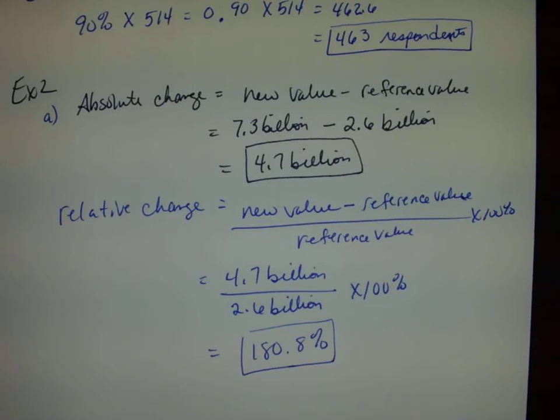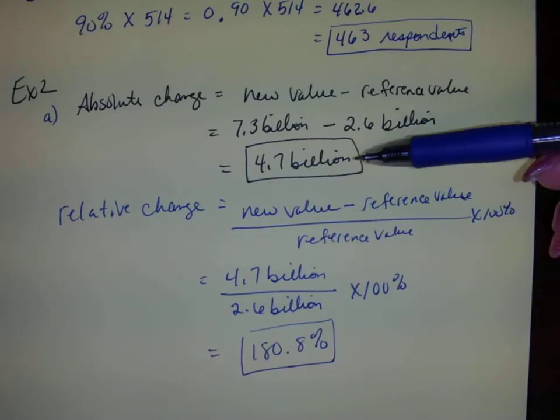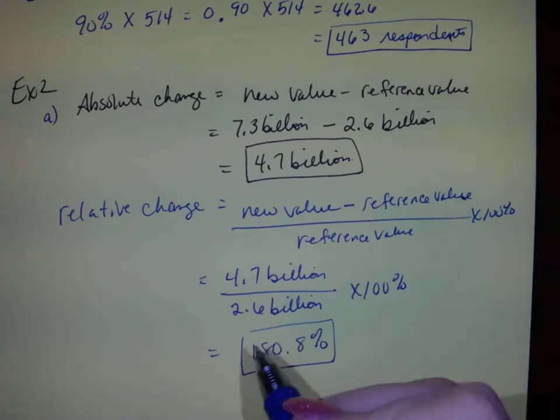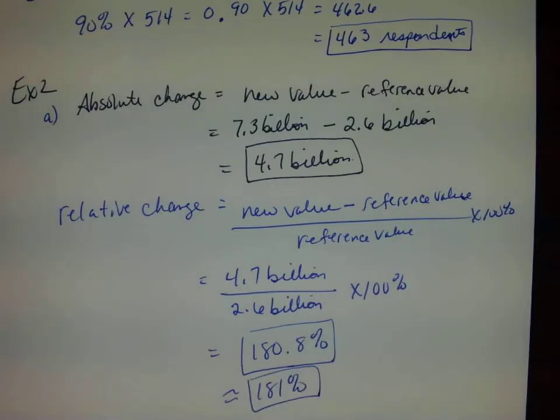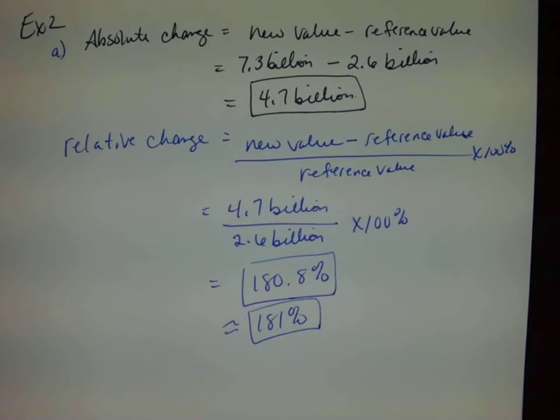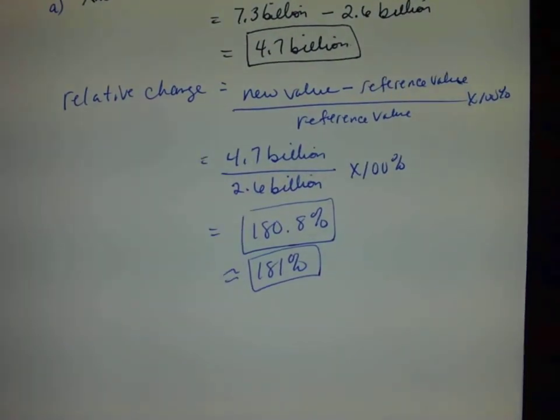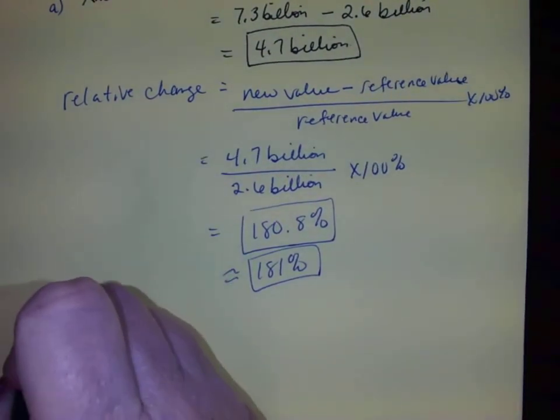So the world population increased by 4.7 billion people, and depending on what they're looking for, you could also call that 181%. About 181% during that 65-year period. It's a big change, right? It's almost double. Double would be like 200%. All right, let's look at part B.